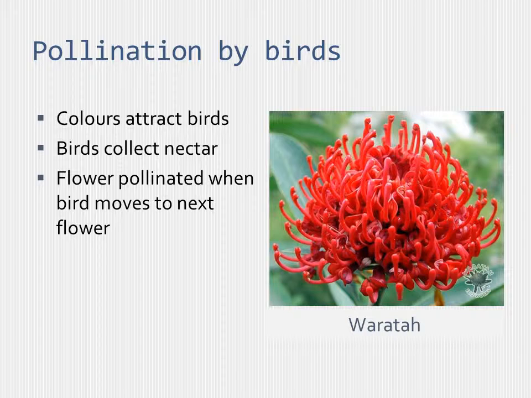Pollination by birds. Birds are the main form of pollination for plants such as the waratah. Brightly colored flowers attract the birds. The birds collect the nectar containing small amounts of pollen. When the birds move to the next flower for nectar, the flower is pollinated.